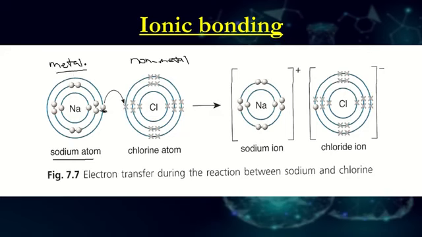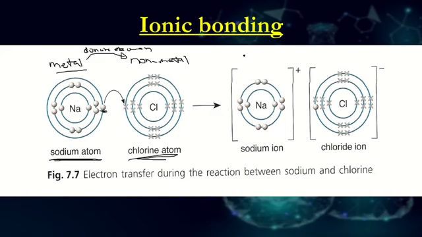So the metal will always donate its electron. It will always donate its electron towards the non-metal. So if you think of it, the metal acts as a giver of electrons, the non-metal acts as a receiver of electrons. And so we get this here.